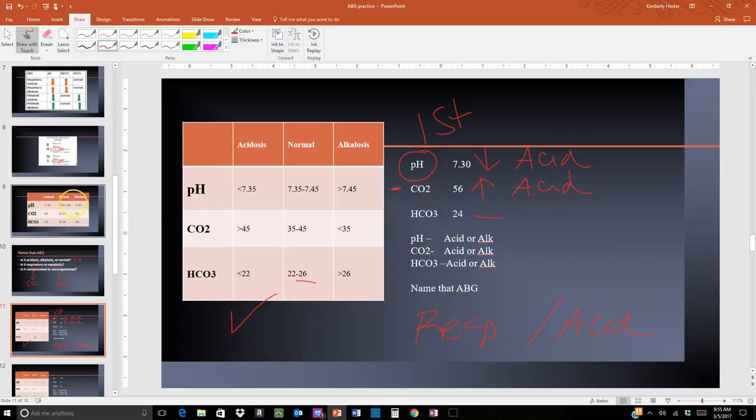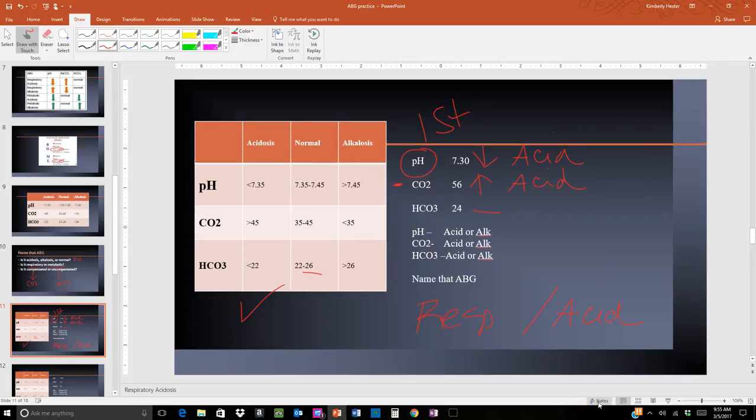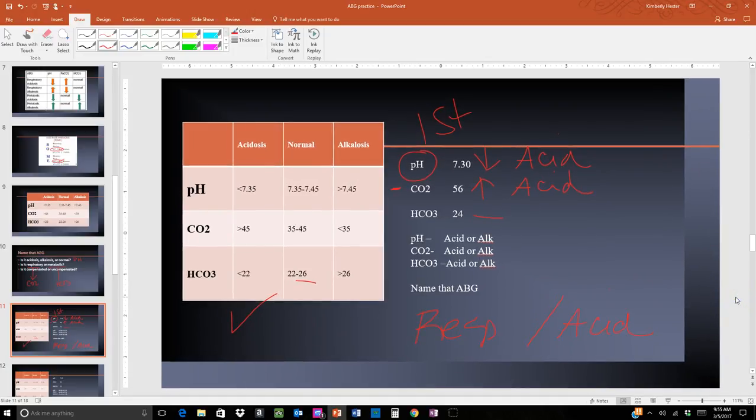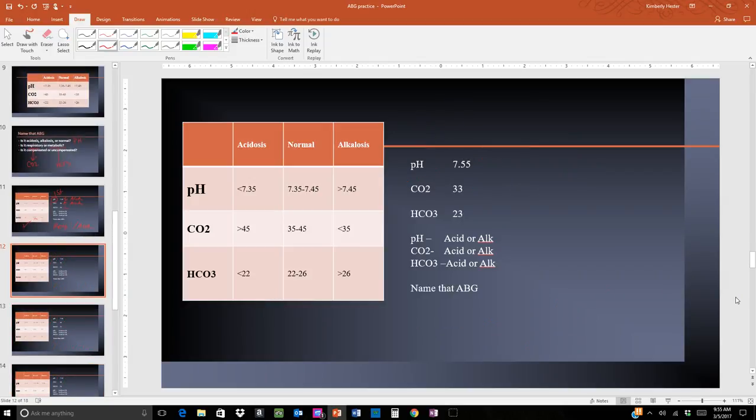So let's sneak down to the notes and see if we're correct. Respiratory acidosis. So looks like we're correct. Now we're going to take the notes back off because we don't want to cheat. We have to do this the proper way in order to learn. All right, so let's move on to our next one.